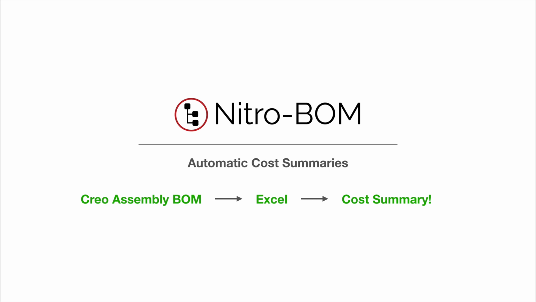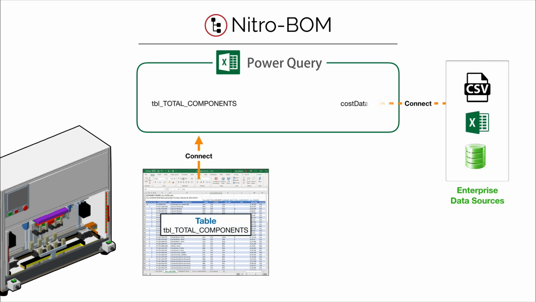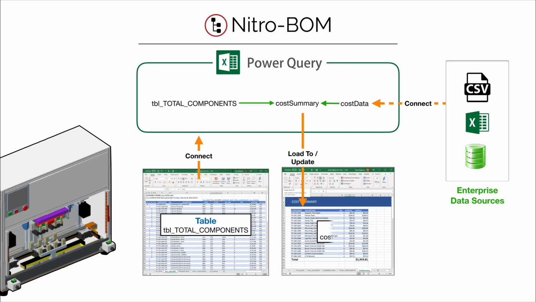Let's use Nitro-BOM to automatically compute cost summaries from a Creo bill of materials into Excel using Power Query. To do this, we need to extract the bill of materials from Creo using Nitro-BOM, and that'll create the required tables and connections to Power Query so that the data can be used and analyzed in different ways. We're going to import some data from an external system in the form of cost data and then do a merge on that data to produce the final report of the cost summary.